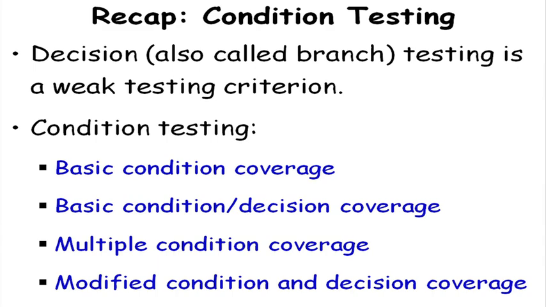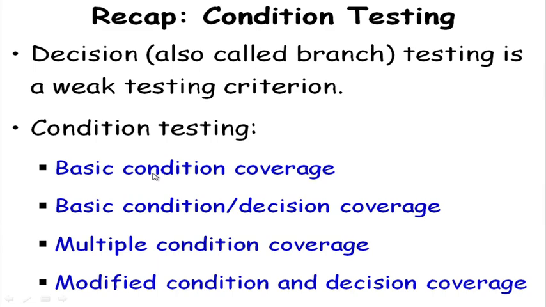We need to do condition testing to achieve a more thorough testing, and there are many types of condition testing. We just looked at the basic condition coverage. In basic condition coverage, all the atomic conditions in the conditional expression are made to assume true and false values by execution of the test cases. But there are other conditional testing techniques. Let us look at that. We saw that the basic condition testing is not really a stronger testing than decision testing, because the basic condition testing does not ensure decision testing.